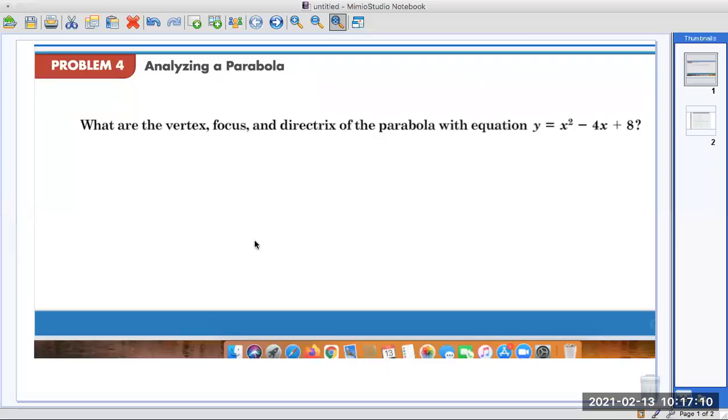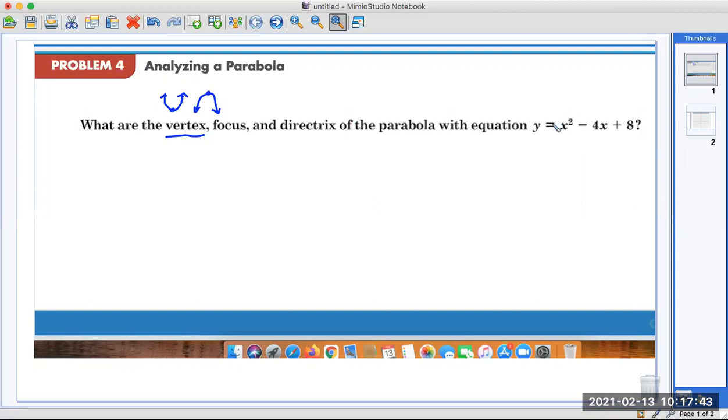Hello, everybody, and welcome to a little mini lesson on how to find the vertex, the focus, and the directrix of a parabola. The equation is in standard form, y equals x squared minus 4x plus 8. The vertex is either the highest or lowest point of the parabola, depending on the orientation. It's also called the minimum or maximum in some problems.